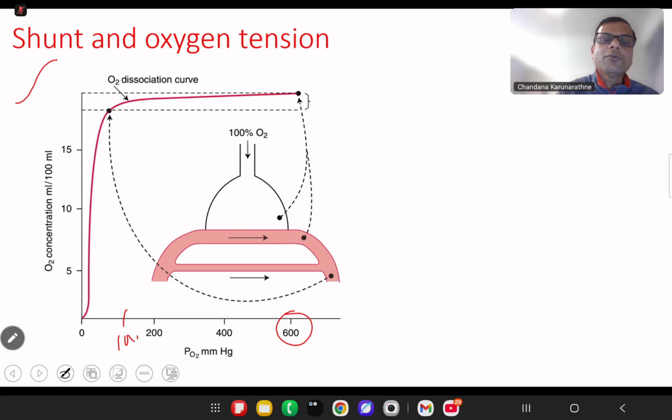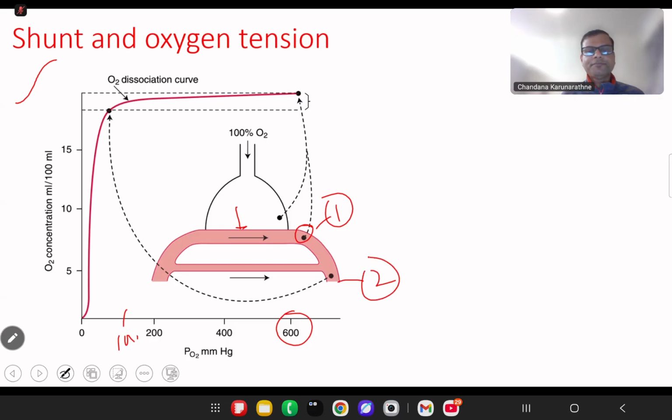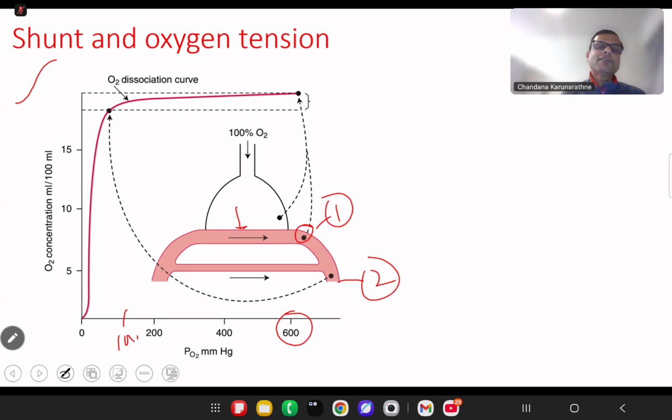Now when you look at the diagram, you should know what these values are. What is this one? This is the alveolar capillary membrane. What is this one? End capillary blood. So what is this 2? Systemic arterial blood. Arterial blood. Now you understand. So this diagram is a very important one.